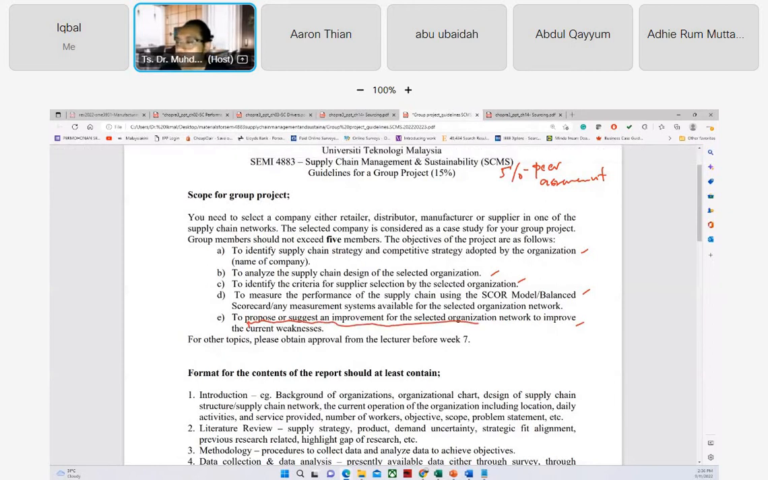So A, B, C, and D is how you investigate. And from the analysis that you have in A, B, C, and D, at the end you propose or suggest any improvement that can improve their current weaknesses. Okay, what are their current weaknesses? You have to do research and investigation on that. Okay, for other topics, please obtain approval from the lecturers before week 7.